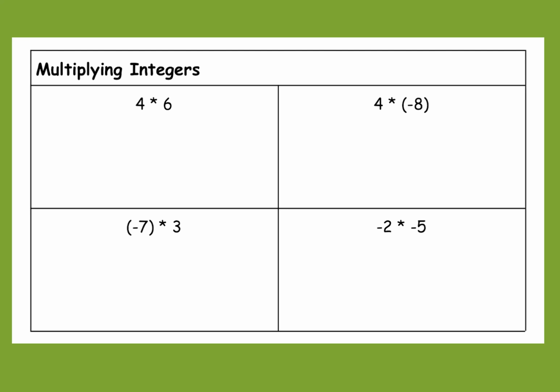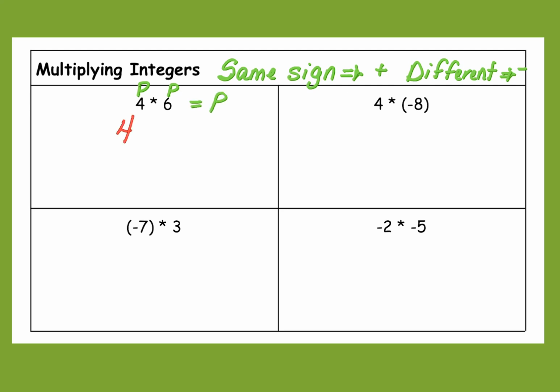Multiplying integers. The easiest rule to remember is that the same sign is positive while different signs are negative. Let's begin with a positive 4 times a positive 6. Same signs are positive. 4 times 6 equals 24. In this next problem, we have a positive times a negative, and these signs are different, so they are going to give us a negative value. 4 times negative 8 is negative 32.